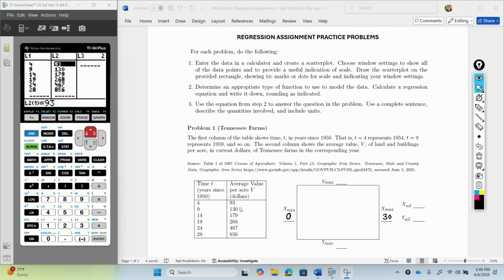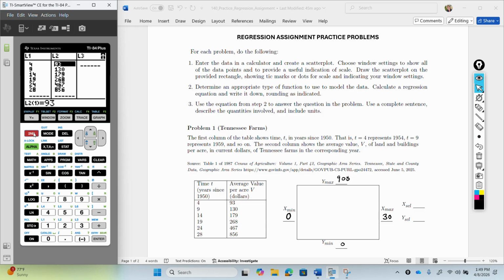And with my Y max, my y values go from a minimum of 93 to 856. And again, I want my values to be nice. So I think I'm going to take it from 0 to 900. So I'm going to look at these points in this window. But before I do that, it says create a scatter plot.